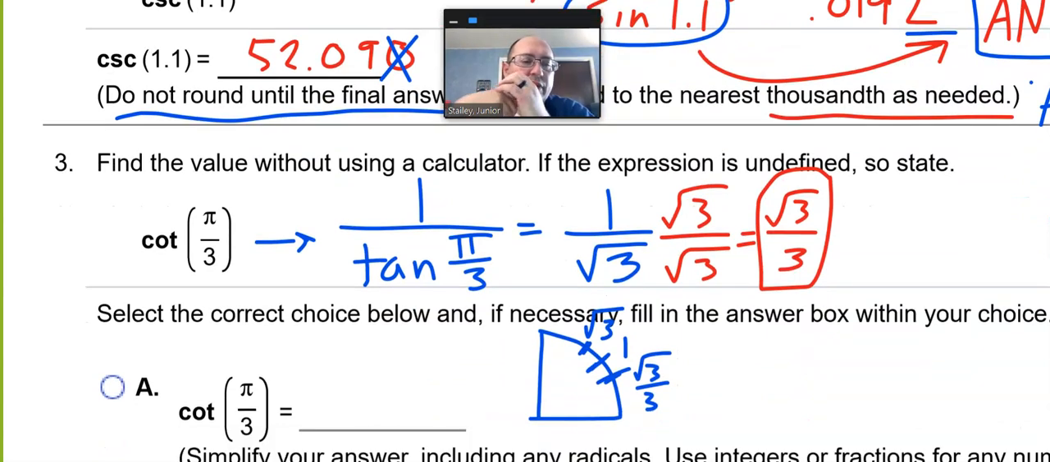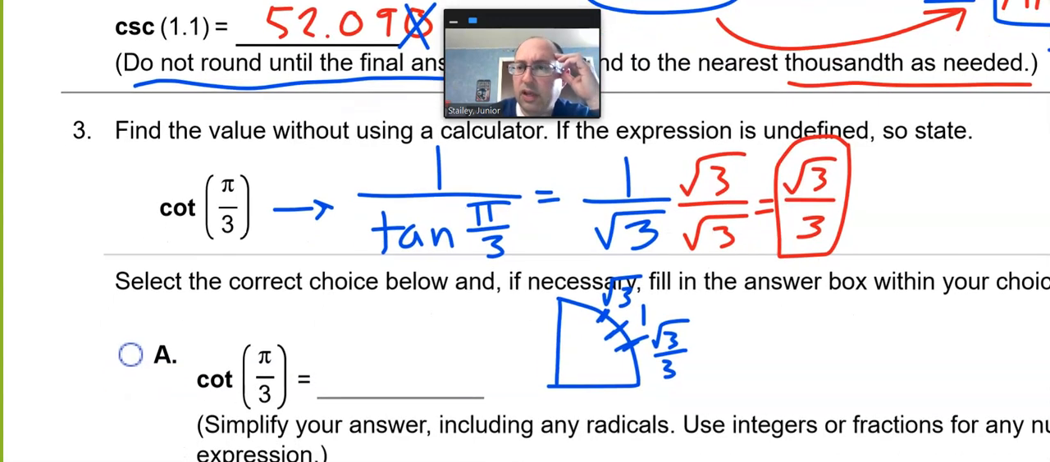Okay, what about number 3 here? Cotangent pi over 3. Well, there's a couple of different ways to think about it. I would direct you to find the tangent of pi over 3. So go to your unit circle. Think about where radical 3 is. That's your 60-degree angle, right? That's the one that's steeper than the middle angle. The middle angle has a slope of 1. So the one that's bigger than that is radical 3.